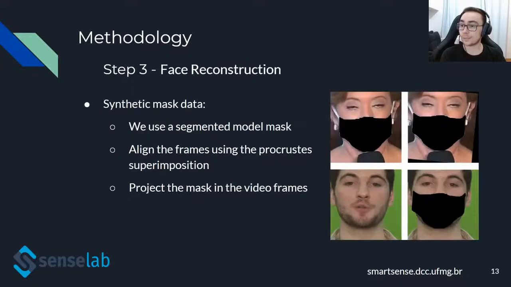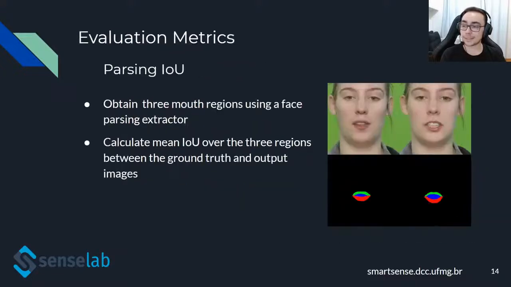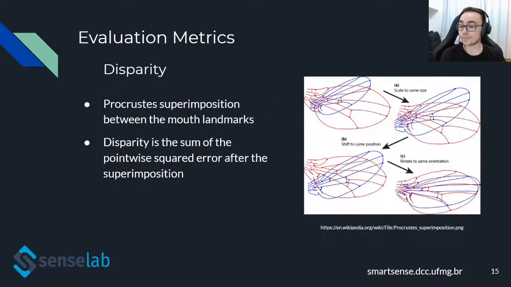To train the generative model, we apply a synthetic mask shadow in the videos of the TCD-TIMIT dataset, mimicking a segmented mask region. We proposed 2 novel evaluation metrics to assess the quality of the generated mouth. The first one is the parsing IOU, in which we use a face parsing extractor to obtain 3 mouth regions, and then calculate the mean IOU between the ground truth and the generated image.